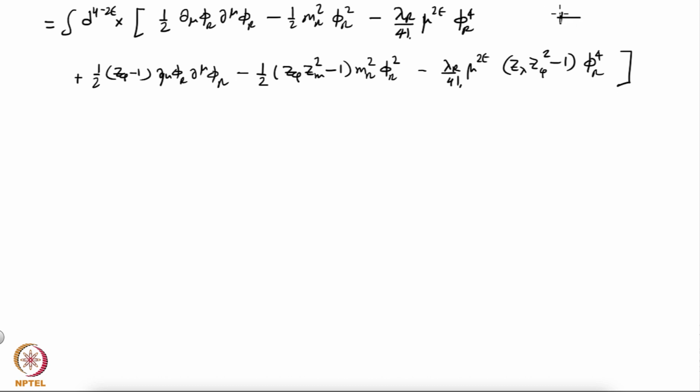The first line is what we had in the original action, with the replacement of the fields and parameters. The second line is new, and these are called counter terms. All the terms in here are called counter terms. Remember, I have not put any additional terms. But still I am calling these counter terms and this the original thing, because it looks like what you had originally, even though the fields have been rescaled and the mass parameter and coupling constant have been rescaled. That's just a way of saying that what we have here is counter term, and you will see what it is going to counter.